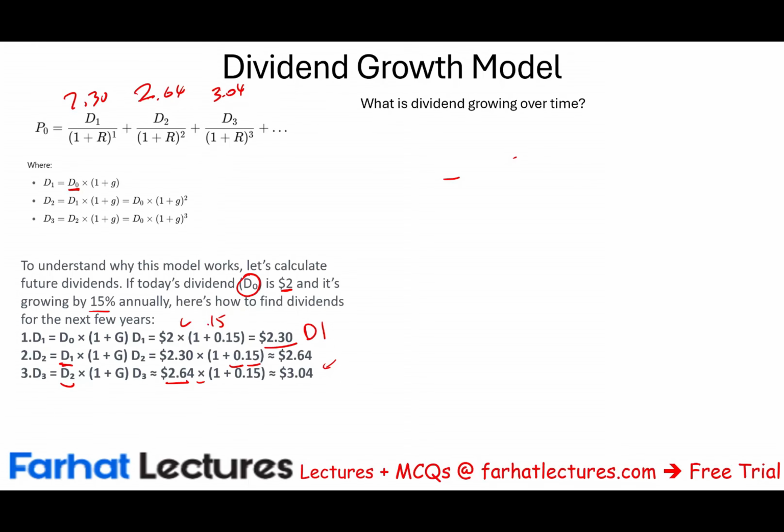And as you can see, we can go forever. In other words, we can take this formula and go forever to find P0. Why? Because we are factoring in the growth rate. So the only difference between what we did earlier, which is the constant dividend, and this one is that the dividend is changing. Now, if the dividend is changing, we have to find the price of the stock. We can go forever, basically, right? Because the stock theoretically lives forever.